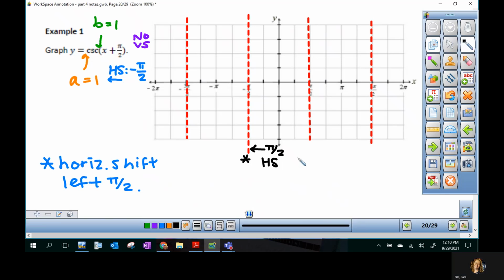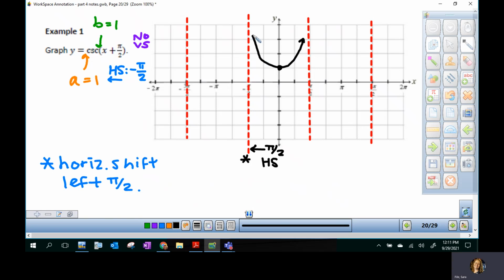Okay, now in between. So this is the one I'm considering my starting one. Okay, to the right, cosecant is supposed to be above the x-axis. Okay, and then from there, you know, it alternates.